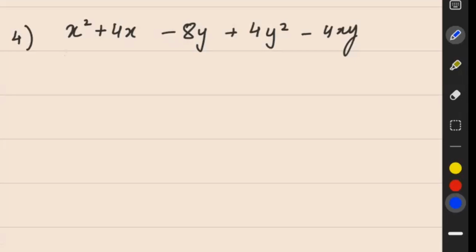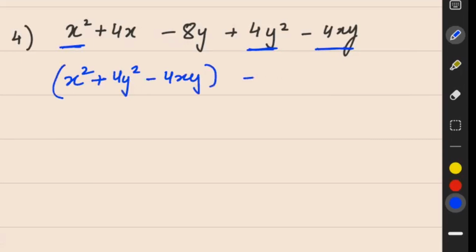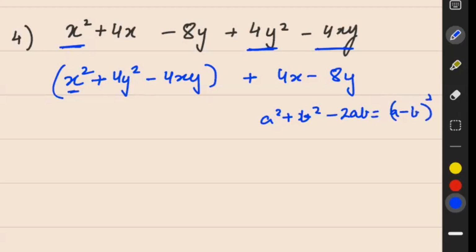Now here we see x square is one term, 4y square is a complete square term. And if I take these three together, I can use the identity. So I rearrange, I write it like this, x square minus 4xy plus 4y square together and put 4x minus 8y together. Now here I can use the identity a square plus b square minus 2ab is equal to (a minus b) whole square, because this is a square term.